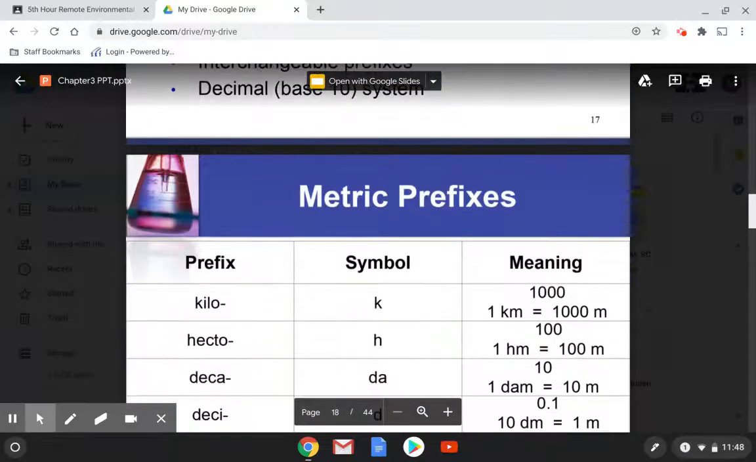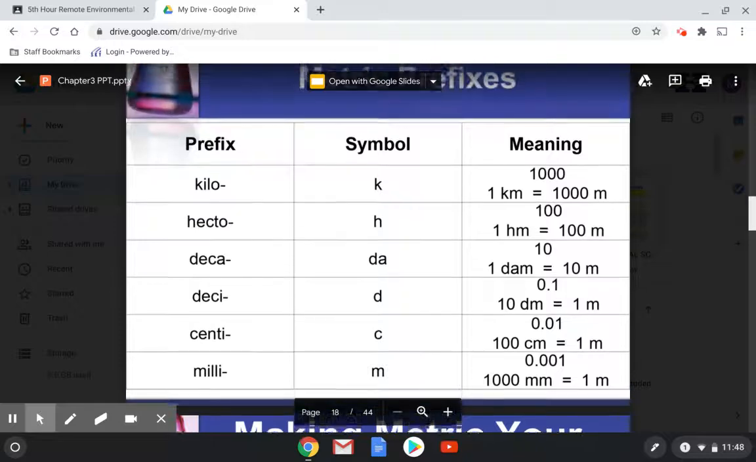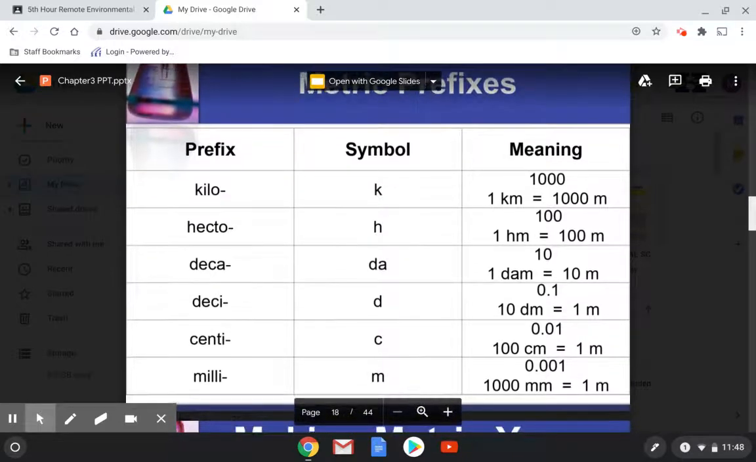And so when we look at the metric prefixes, you might be familiar with a lot of these symbols, right? It goes from kilo, hecto, deca, deci, centi, milli. And you're going to be familiar with a lot of symbols, right? So kilometers you probably have heard of, millimeters, centimeters when we're using rulers. So you probably have a decent idea of what each one is.